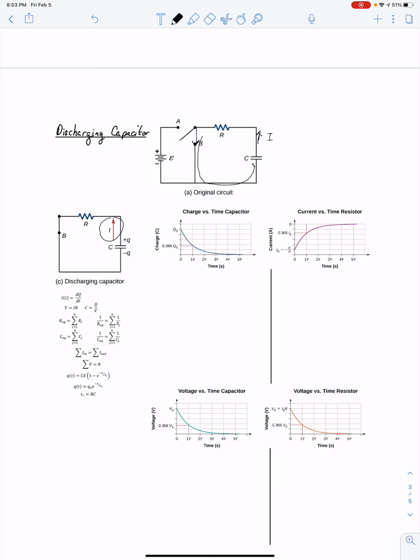So the voltage across the capacitor is minus the voltage across the capacitor, and then the voltage across the resistor is minus the voltage across the resistor. Okay, it's kind of redundant, I know. Equals 0. We change the wording or the equations, and this right here is the initial charge of the capacitor, plus IR equals 0.